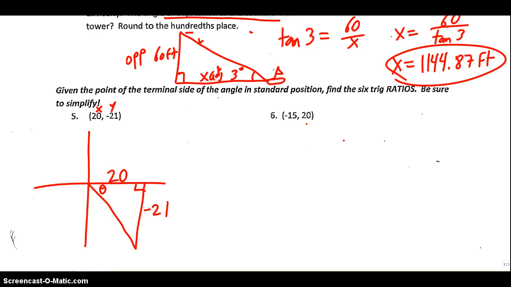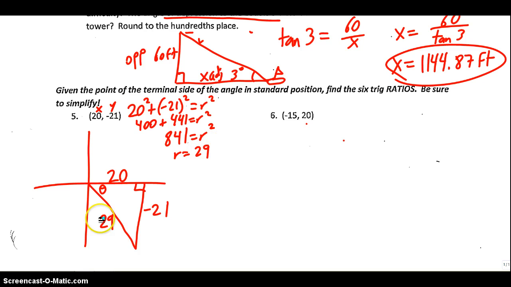Well, to do so, we need our hypotenuse. It's a right triangle, so you'll have to use Pythagorean theorem. You have to do 20 squared plus negative 21 squared equals your radius squared, or your hypotenuse squared, right? Good news is that's, what, 400, 441, so that's 841. And the square root of 841 is 29. Hey, that's nice. No radicals in this one.